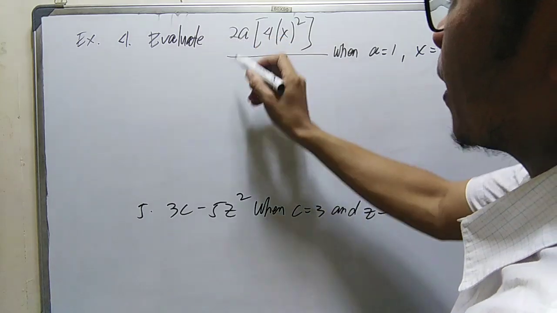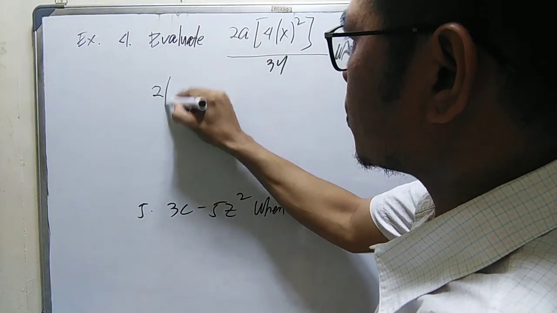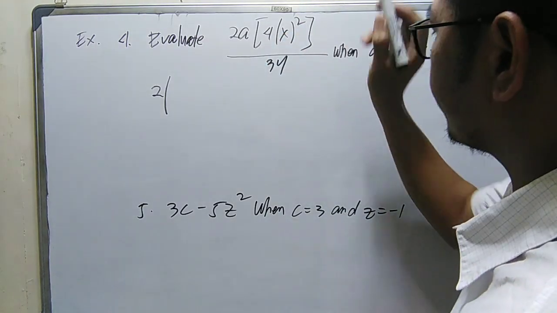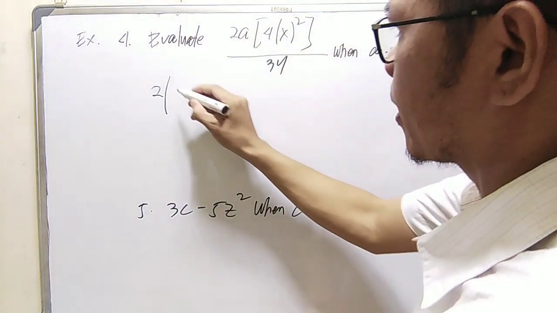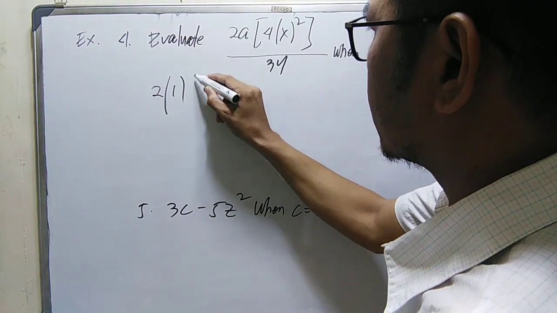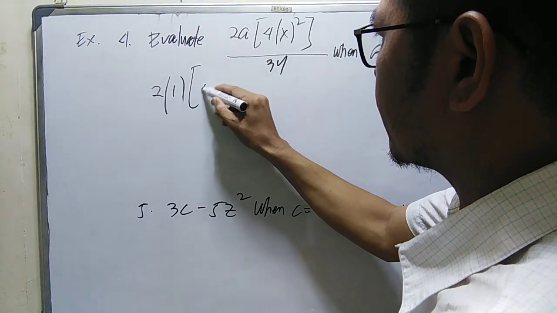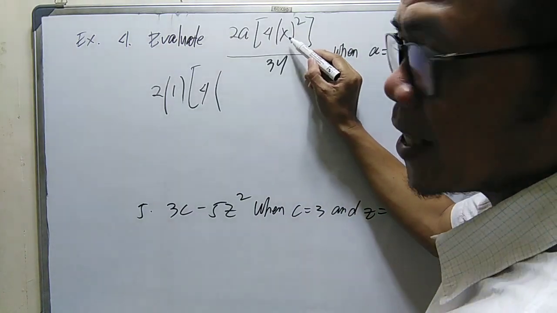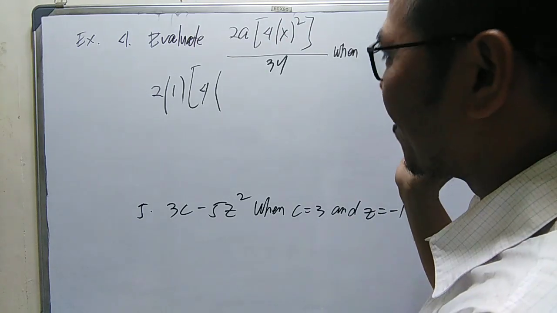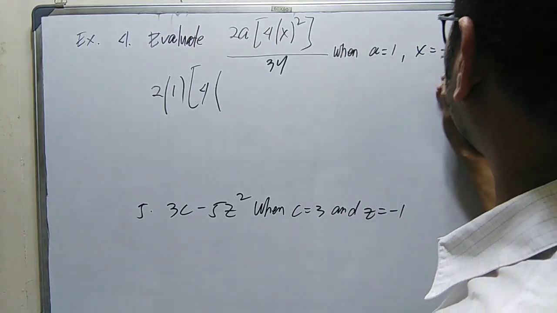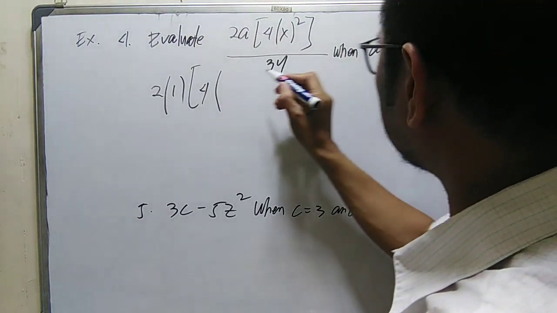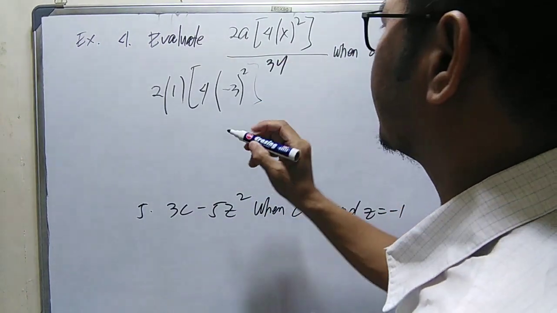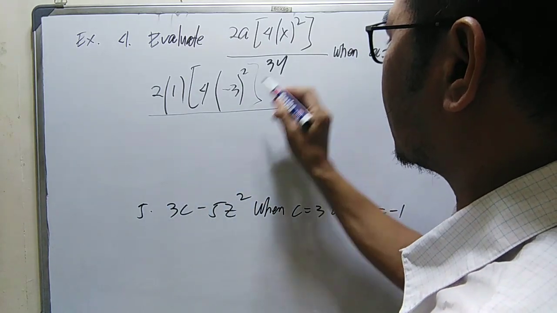Okay? So, una, kopyahin muna natin si 2. Tapos, ang value ng a is 1. Alisin natin si a, papalitan natin ng 1. Okay? Ayan. Then, 4, kopyahin natin yan. Then, si x. Ayan, dyan na naman si x. Papalitan natin si x. Out x, palitan natin ng negative 3. Ayan, si negative 3 squared. Ayan. So, divided by 3.